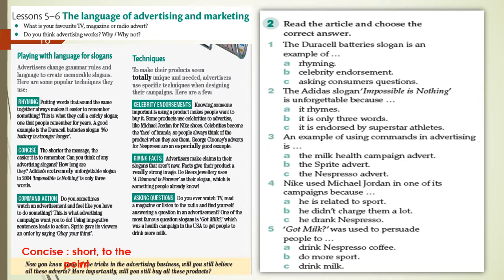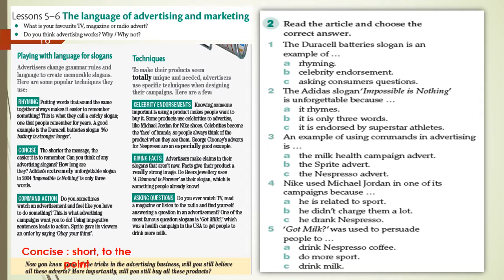The first one, rhyming. Putting words that sound the same together always makes it easier to remember something. This is what they call a catchy slogan. Catchy means attractive. One that people remember for years. A good example is the Duracell batteries slogan: No battery is stronger longer. If you read this one, it is memorable. You will remember it all the time. Longer, stronger, longer. Rhyming, the same sound.